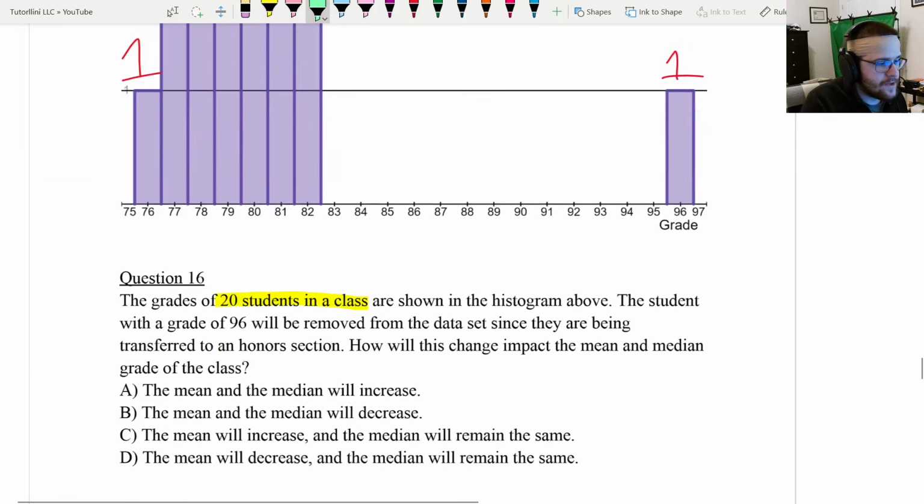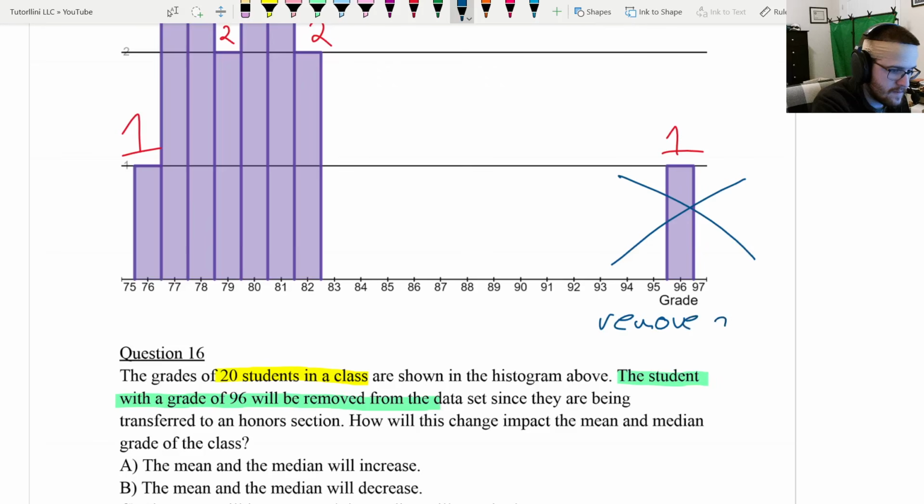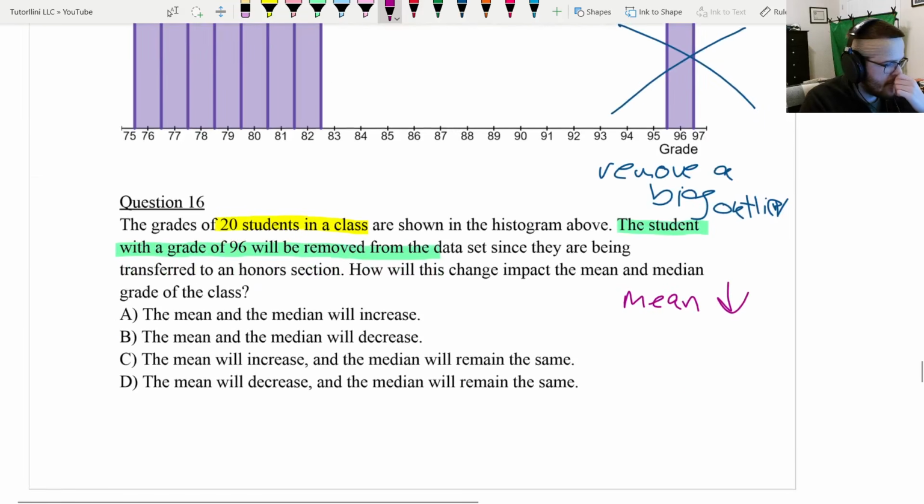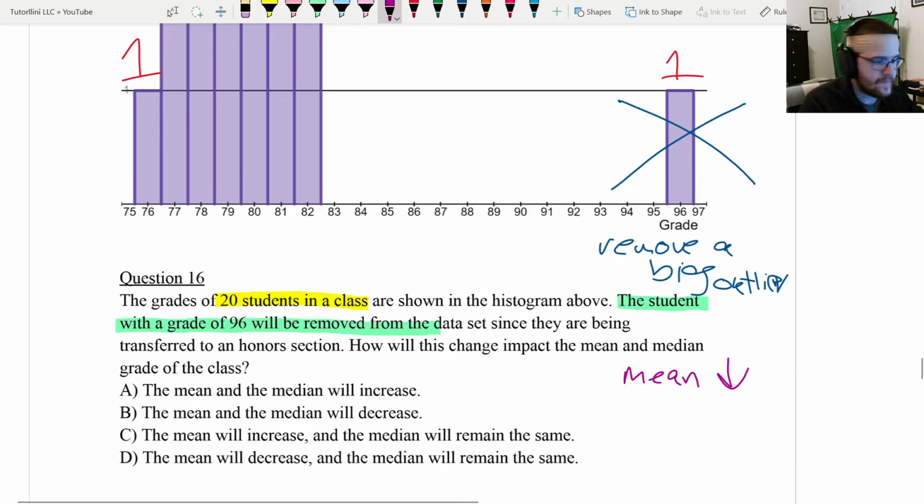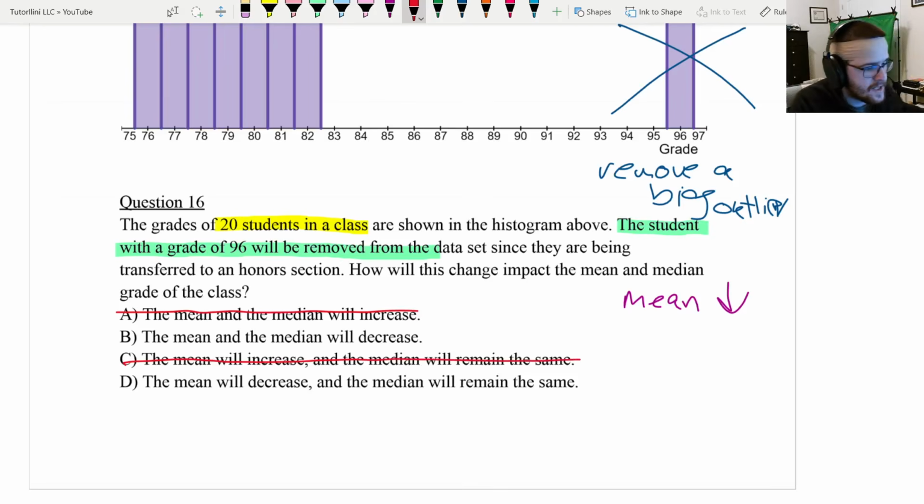Anyway, so they tell you that the student with the grade of 96 is getting kicked out. So we're removing a big outlier. So let me put an X through this guy. Remember we talked about, guys, when you remove a big outlier, no matter what, you don't have to do any calculation. The mean is going to go down. So anything that says the mean is going to go up, we're going to cross out. This one says the mean is going up, and this one says the mean is going up. So those are both out. A and C are out.